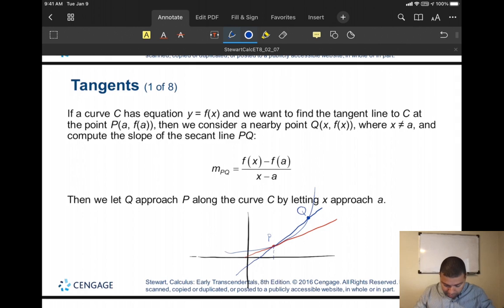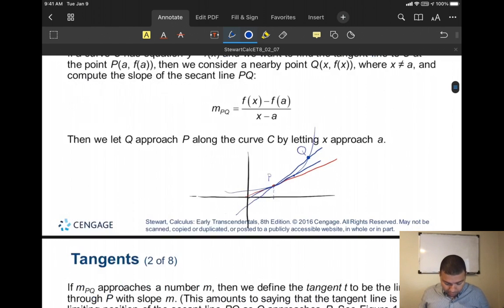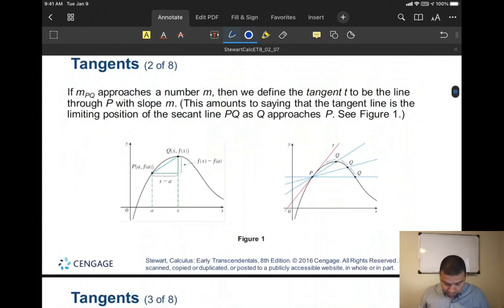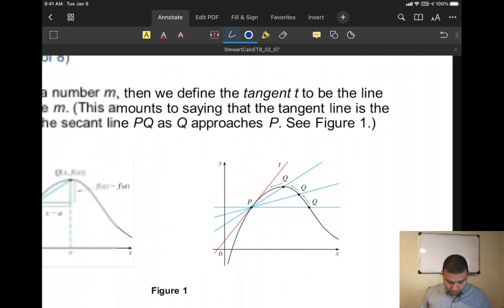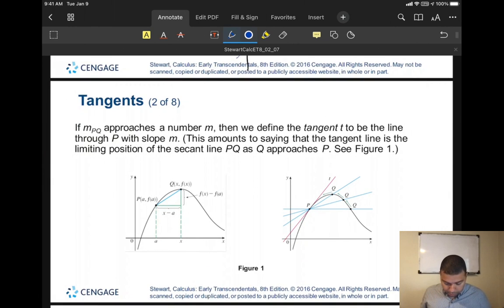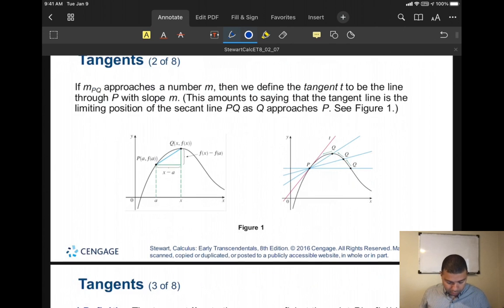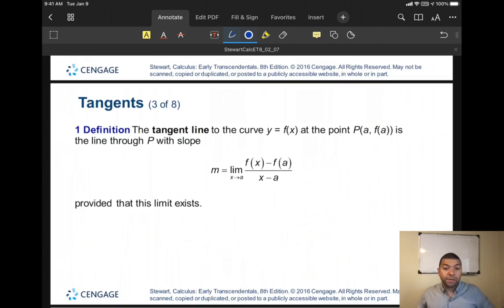Because you can see that as we choose a Q that's closer to P, then the line through P and Q gets closer to the red line. You're going to have better representations here. Okay? This one's very good. As Q gets closer and closer to P, then the blue line gets closer and closer to the line T, which is the red line. Okay? So here's the first definition.